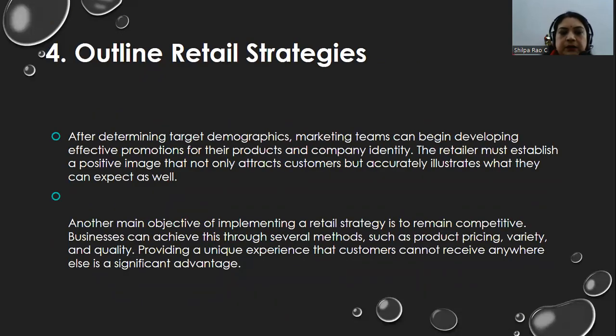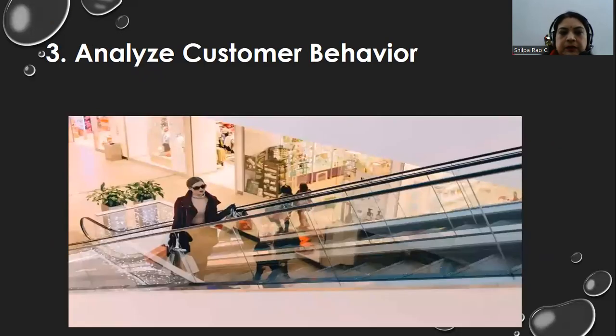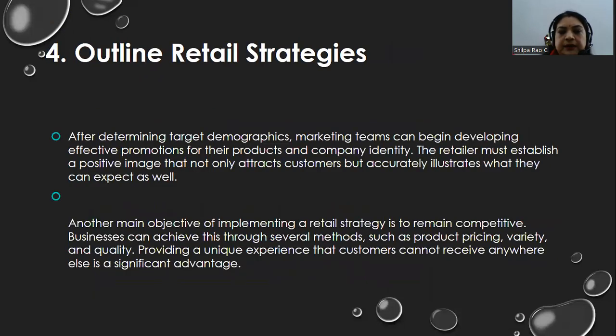Once the customer behavior has been analyzed, based on the requirements of the customers, we need to outline the retail strategies. So after determining the target demographic, the marketing teams can develop effective programs for their products and company identity. The retailer must here establish a positive image, not only to attract the customers accurately, but also to illustrate what they can expect.